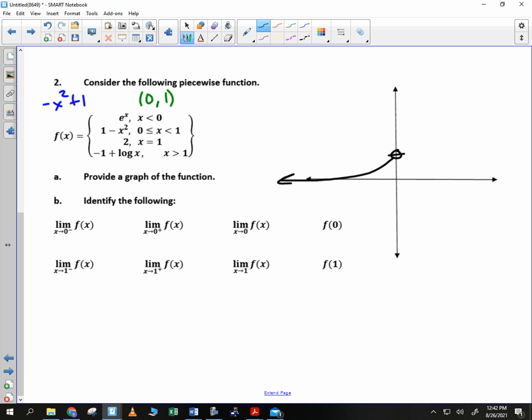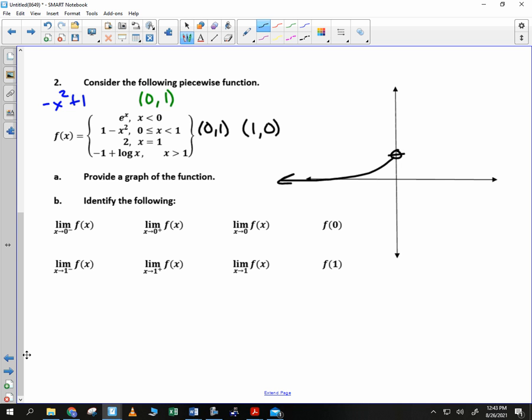I have 1 minus x squared between 0 and 1. So I will plug in 0. What do you get when you plug in 0? 1. What do you get when you plug in 1? We get 0. So those are my 2 endpoints.